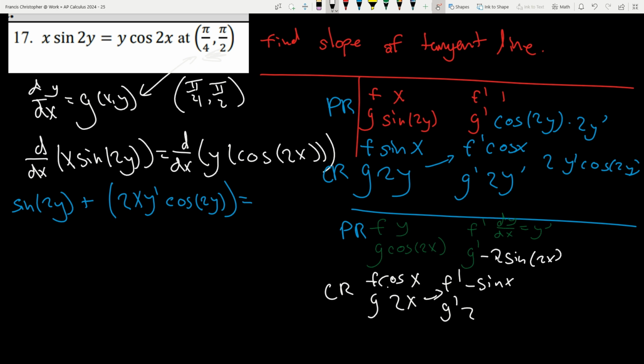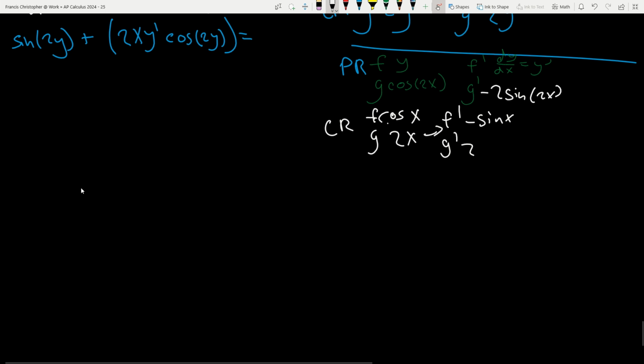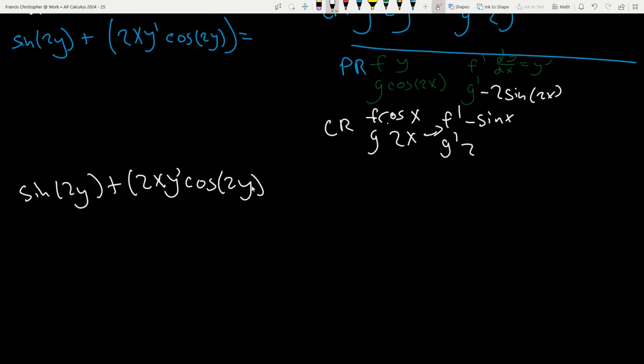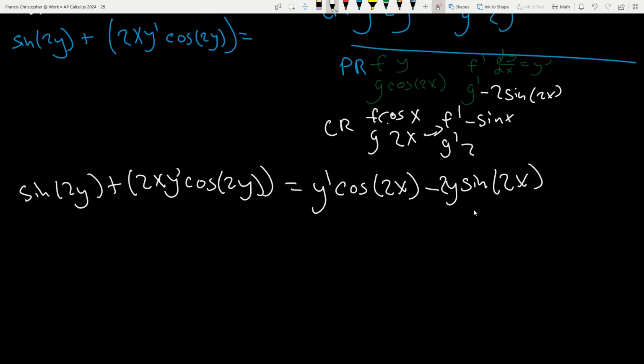So now that I've solved for G prime, I can apply product rule here. I'm going to write this all down here. So unfortunately, I will have to rewrite the left side, but no problem. This is equal to the product rule, which says f prime g, so y prime cosine of 2x, and then plus f g prime, so minus 2y sine of 2x.